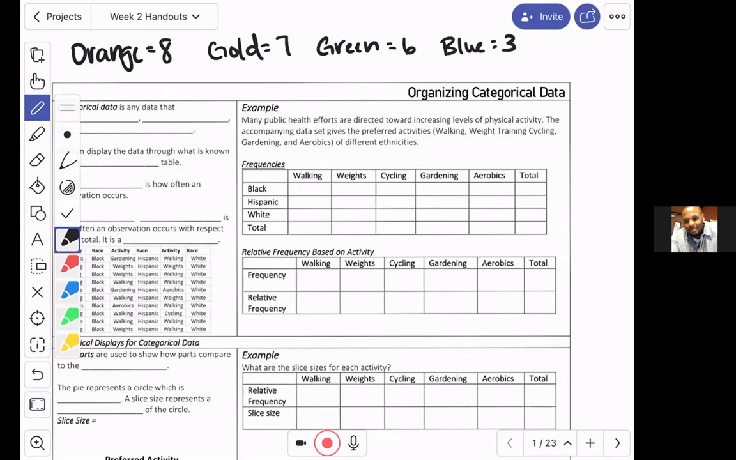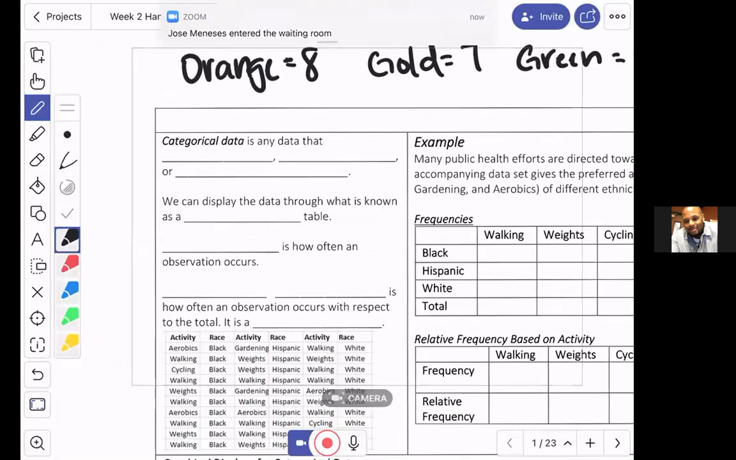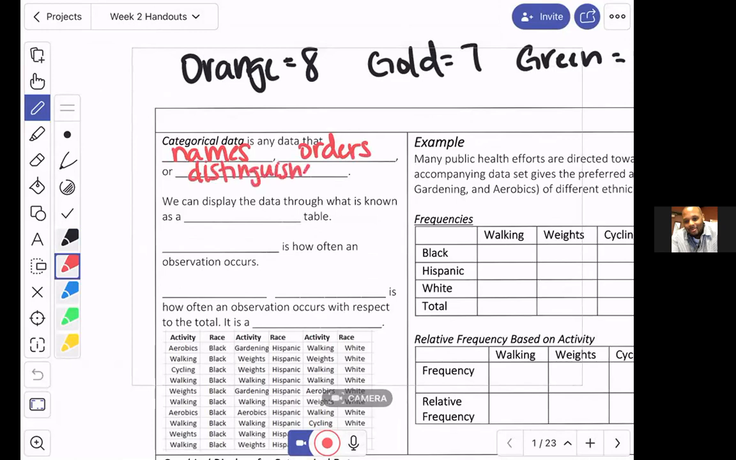And now what I want to do with those categories is what we call analyzing them, right? In order to analyze them though, I need to organize them in a way that makes sense. And so we're going to organize them by putting them in tables. And then once we have them in a table, we're going to make a graph for that, all right? So when we start off with categorical data, remember categorical data is any data that either names, orders, or distinguishes. So in this categorical data, we're either going to name, order, or distinguish.